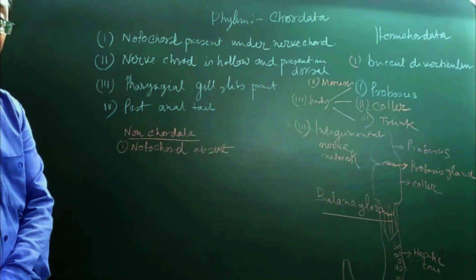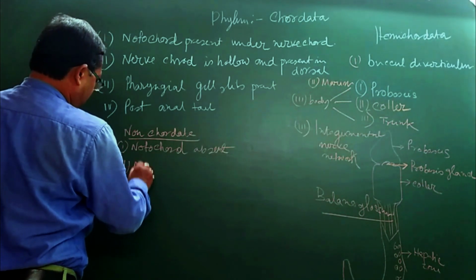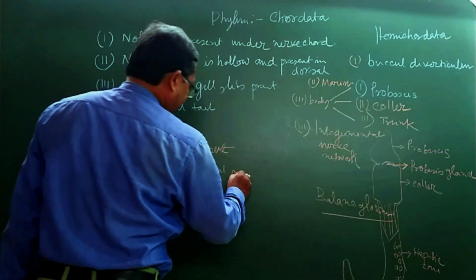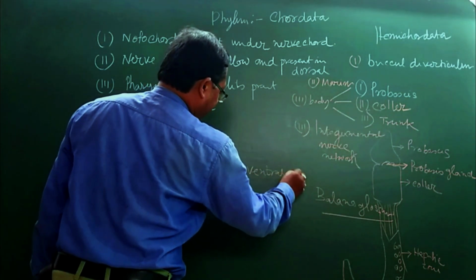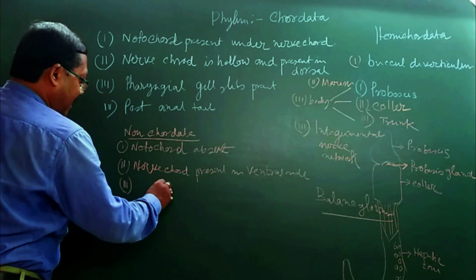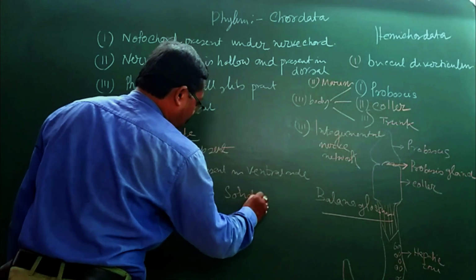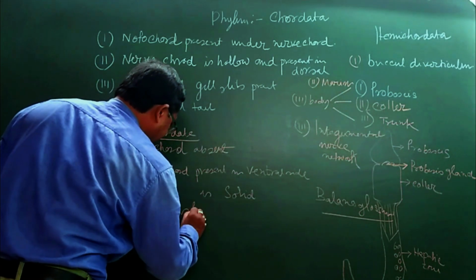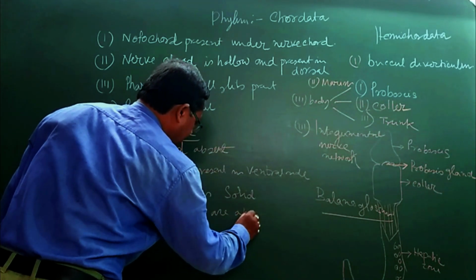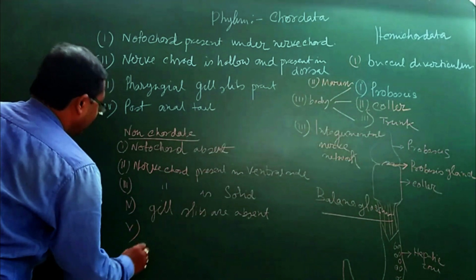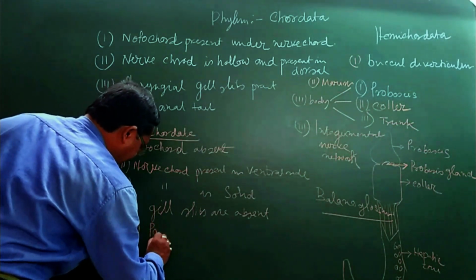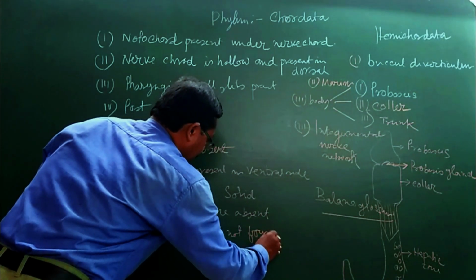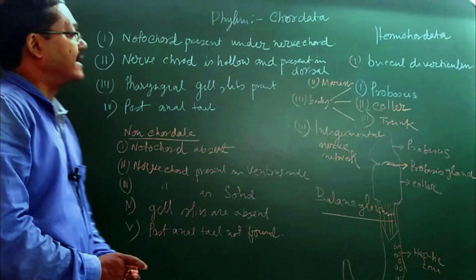And the nerve cord is present on the ventral side of the body. Third, the nerve cord is solid, not hollow. Fourth, gill slits are absent. Pharyngeal gill slits are absent. Fifth, a post-anal tail is generally not found. These are the differences between chordate and non-chordate.